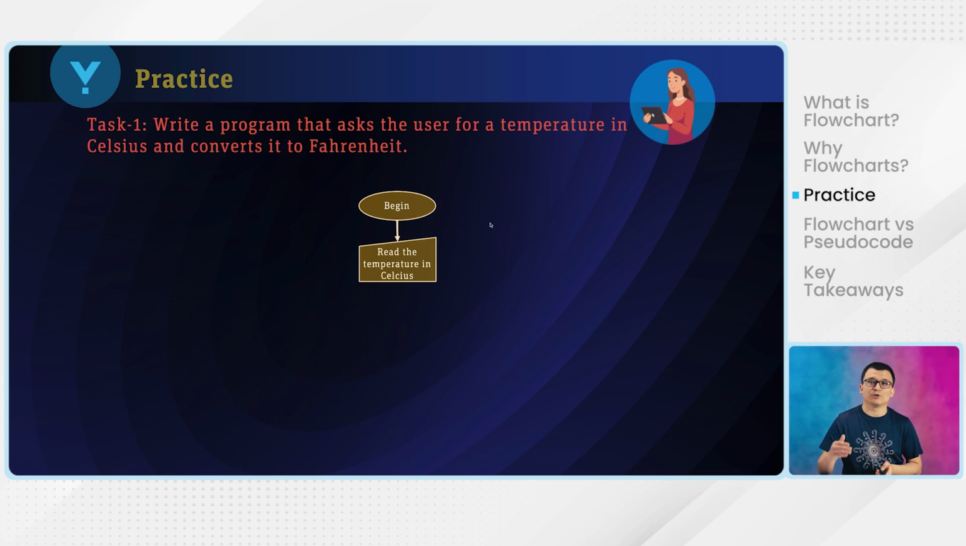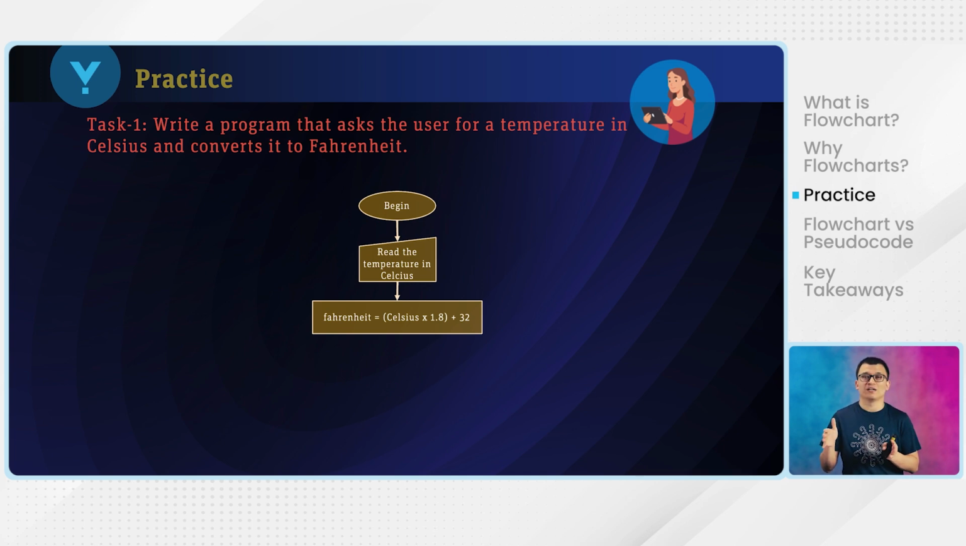Okay, and after user enters the information manually, next step we have the processing, right? Which is converting the Celsius that user entered to the Fahrenheit. It's called processing. And for processing, we use the rectangle. This rectangle shape in the flowcharts represents the processing step.